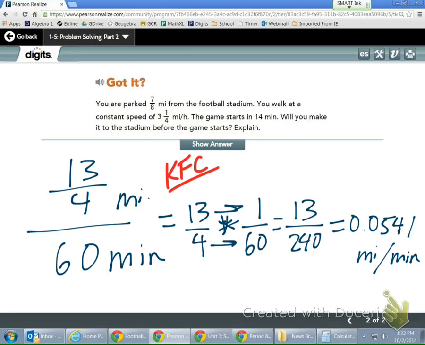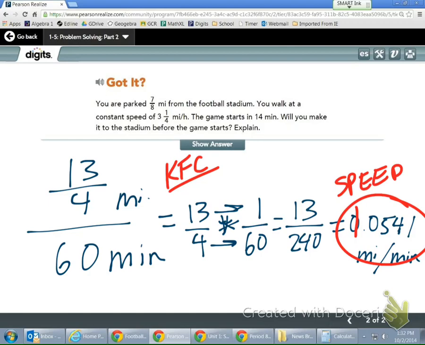Okay, can someone tell me what this number represents? The miles per hour? That's just the speed, right? Per minute. That's all it represents. So now that we have the speed per minute, let's see if we understand the problem.